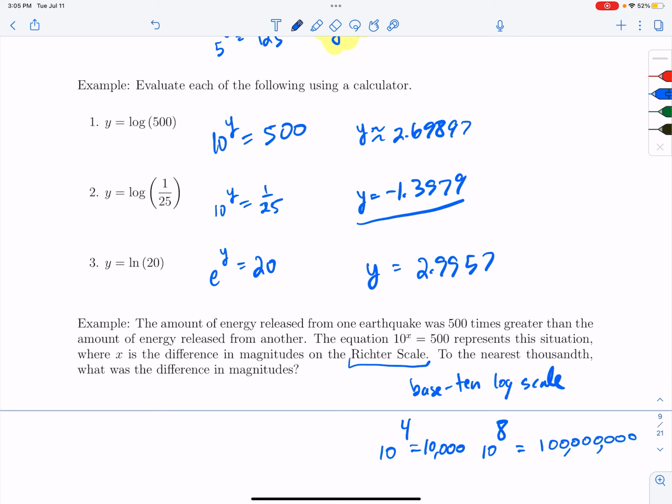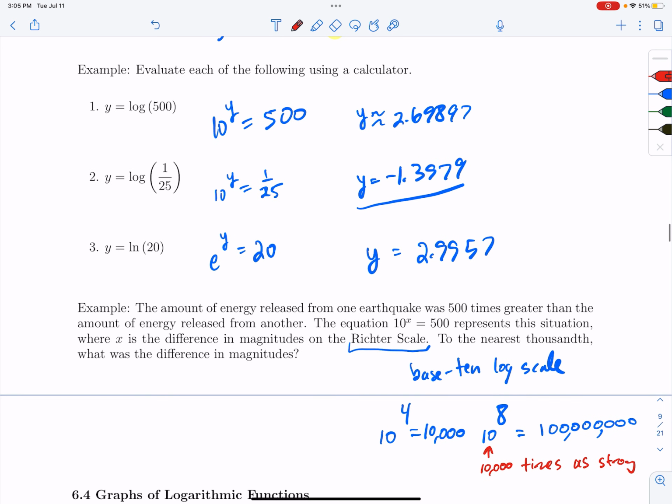So 100 million divided by 10,000 is 10,000. So this is a long way of saying this earthquake is 10,000 times as strong as this earthquake. Okay, so it's not 4 times as strong, it's 10,000 times. And so when we say that something is a log scale, that's what it means. We're changing the exponent, not just multiplying by that value.